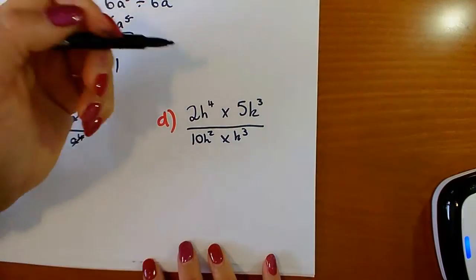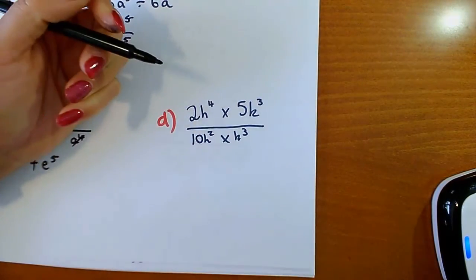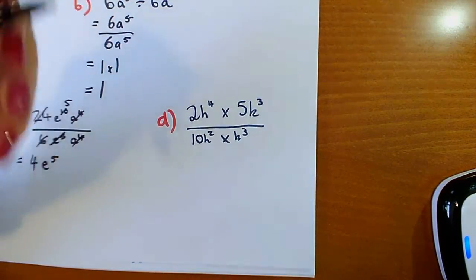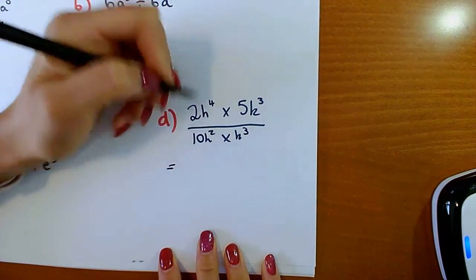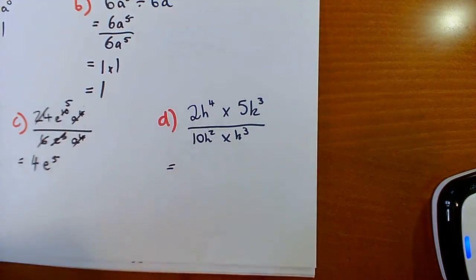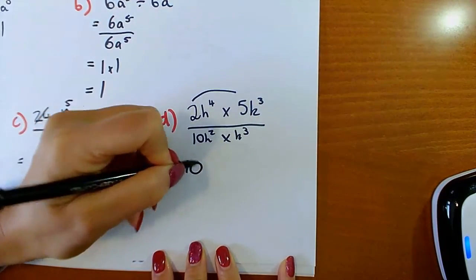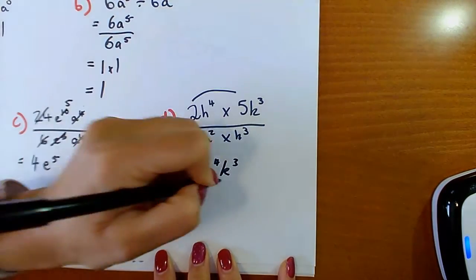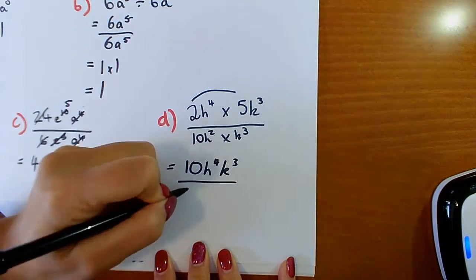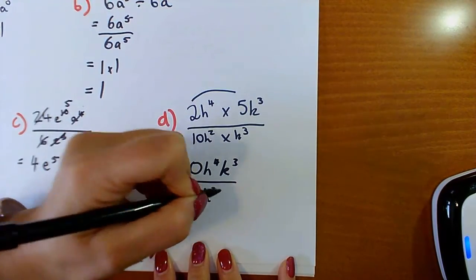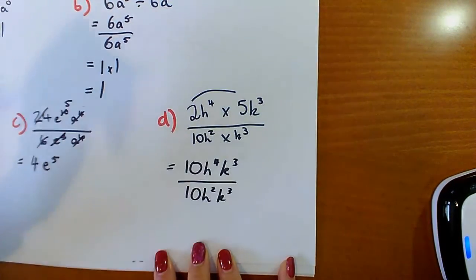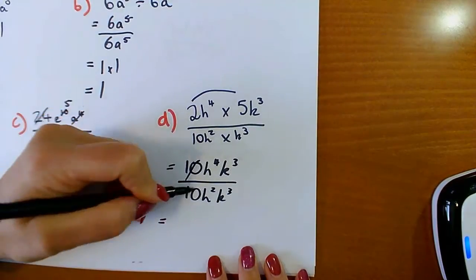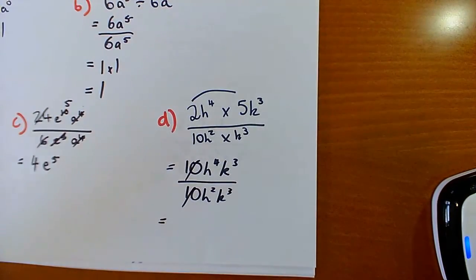Okay, have a look at this one. Simplify this one first. Okay, the numbers are low, simplify first. So we worry about the top separately to the bottom initially. So 2 times 5 is 10, h to the power of 4, k to the power of 3, over 10 h to the power of 2, k to the power of 3. Okay, now we can cancel. Well, anything divided by itself, that's just 1.